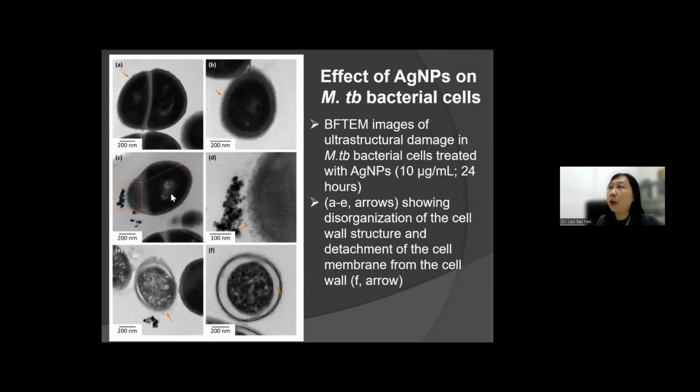Here is an example of some of our studies, like my study, where we try to study the effect of nanoparticles and how they interact with the bacterial cells. You can see here the bright field transmission electron microscopy, TEM, images. You can see how the nanoparticles damage the bacterial cells, and we can even see the disorganization of the cell membrane and detachment of the cell membrane from the cell wall. So TEM can help us to understand the mechanism by seeing the images.